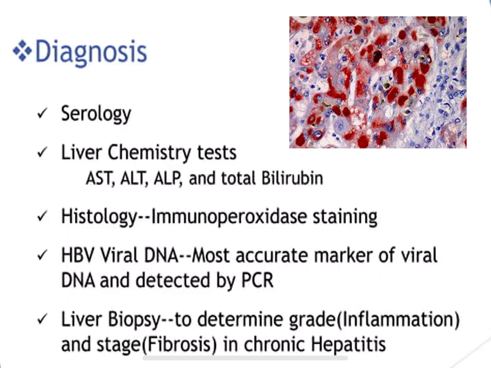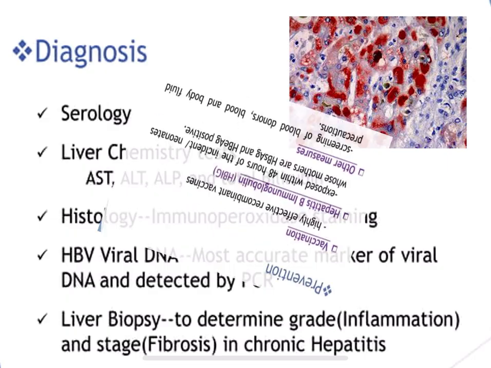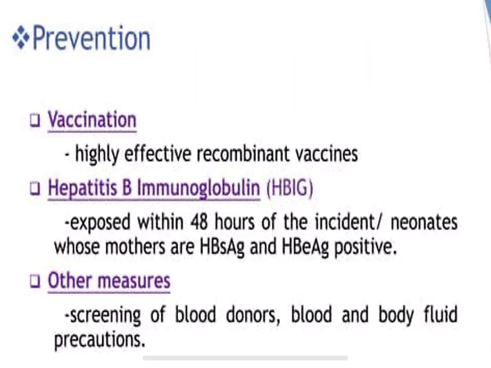And then we have liver biopsy to determine the grade, the inflammation, and the fibrosis, the stages of the liver affection in chronic hepatitis. Then moving further to the prevention. Since there is no specific treatment for HBV, prevention is a major aim in managing viral hepatitis B. So the following measures are available.